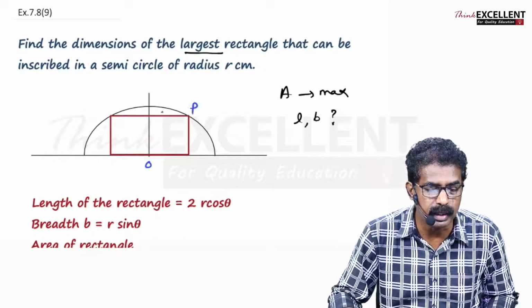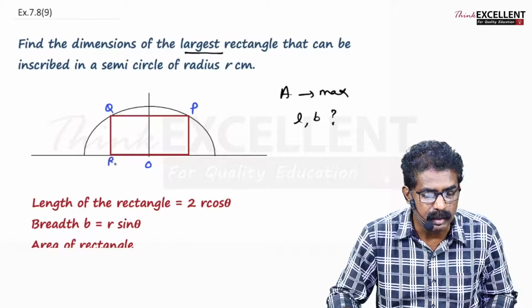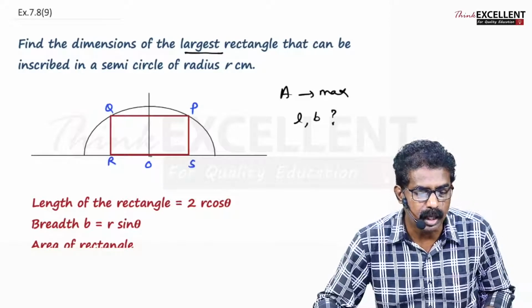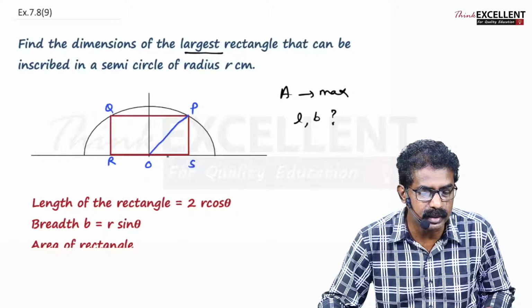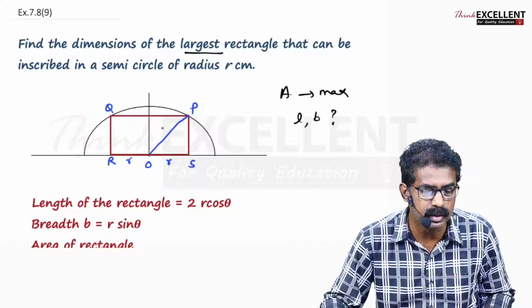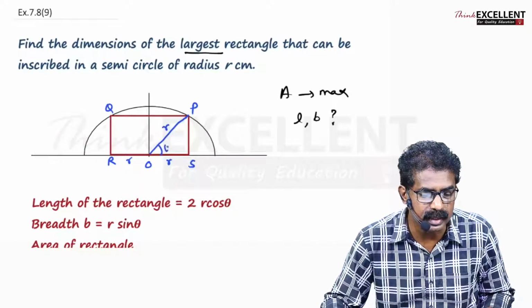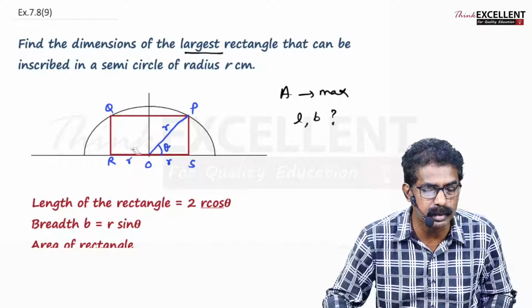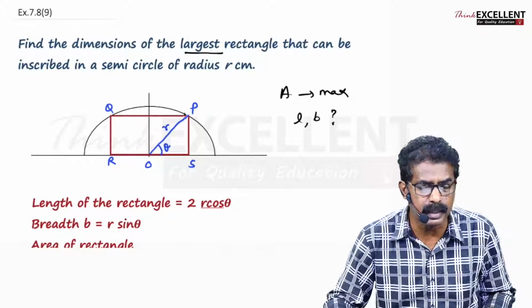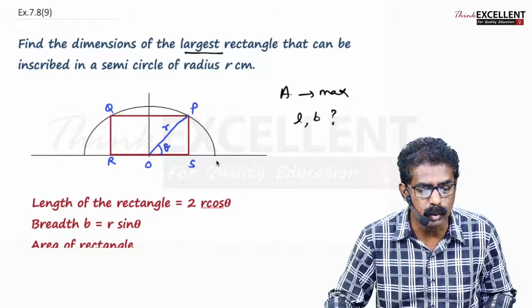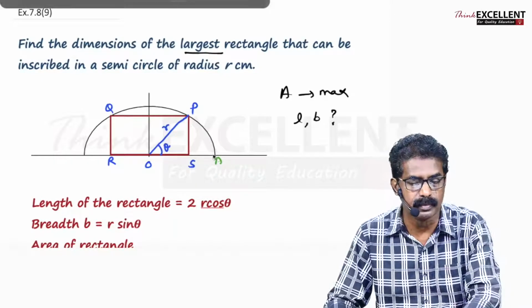So this is P, Q, R, S. I am joining this OP. Radius given as r unit, right? Radius is r unit. This angle I am taking it as theta. So radius is r means not this length, right? Full length is r. So OP is r only, right? And this OA, if you take, that is r.